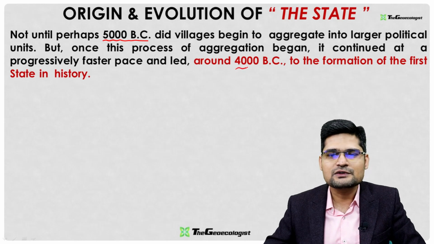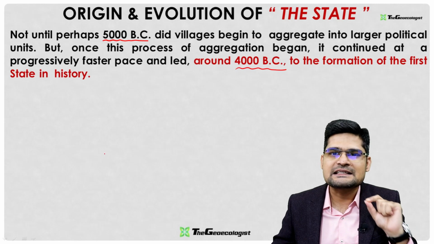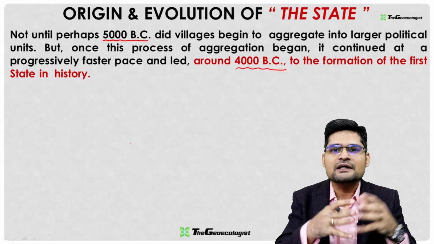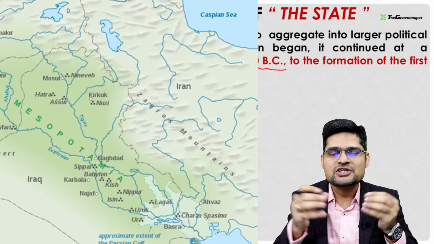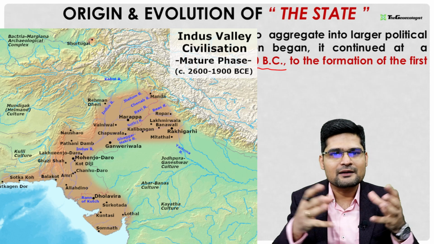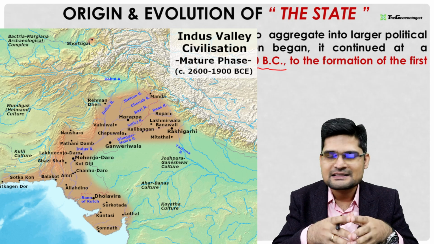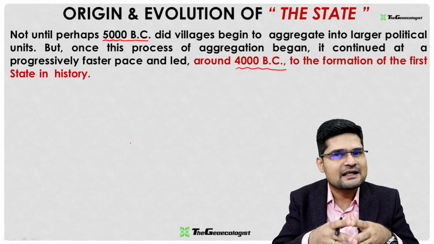So around 4000 BC, we observe the formation of the first kind of states in history. We observe the Mesopotamian civilization, the city-states of Ur, Kish and Lagash and so many others. And then we also had Harappa and Mohenjo-daro here in the Indus Valley civilization, and simultaneously all the other Bronze Age civilizations of the world.